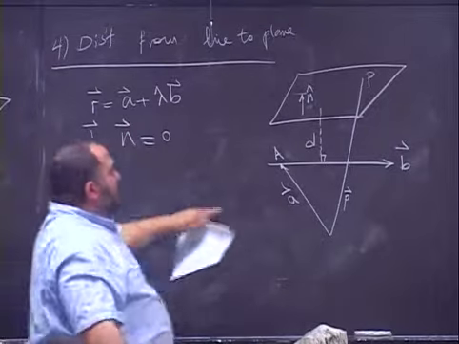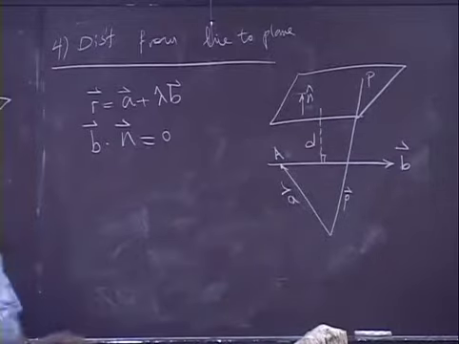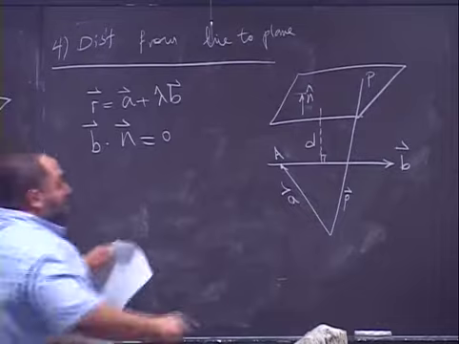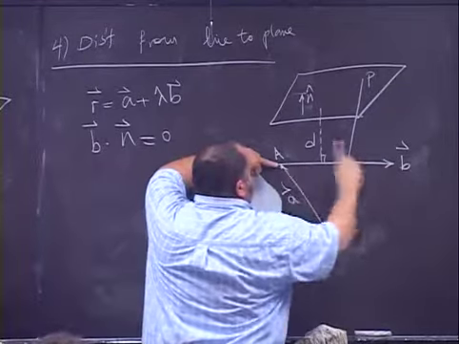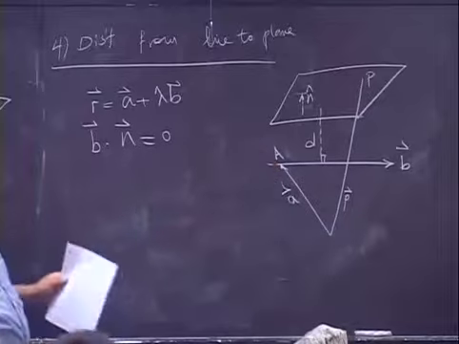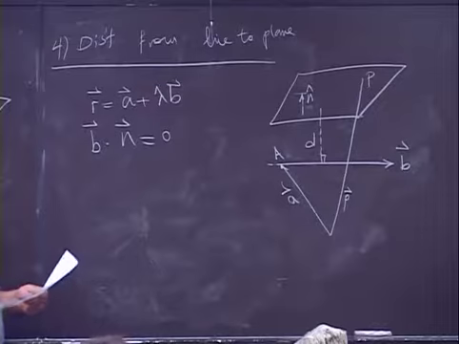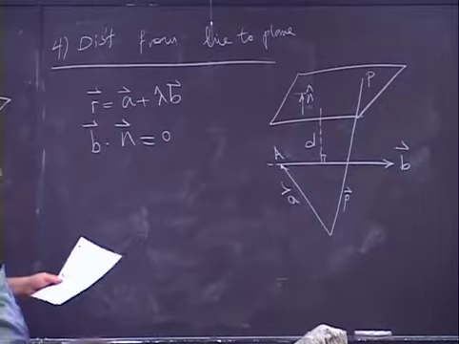What does it mean? P dotted with N is equal to 0. P is parallel to the plane, because P is in this direction, N is in this direction. Dot product, when it is equal to 0, cosine is 90 degrees. So this is the only case that we can find the distance D other than 0.